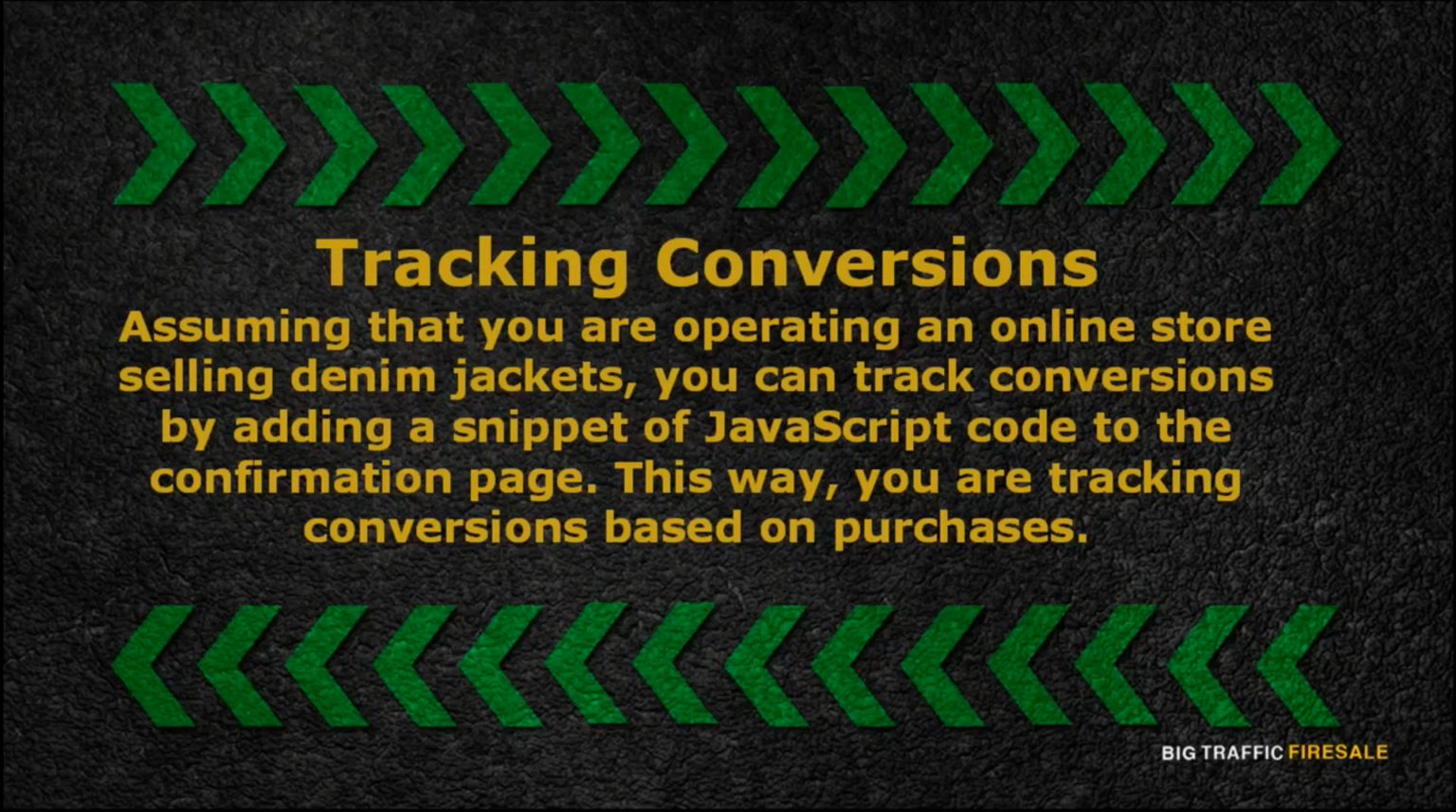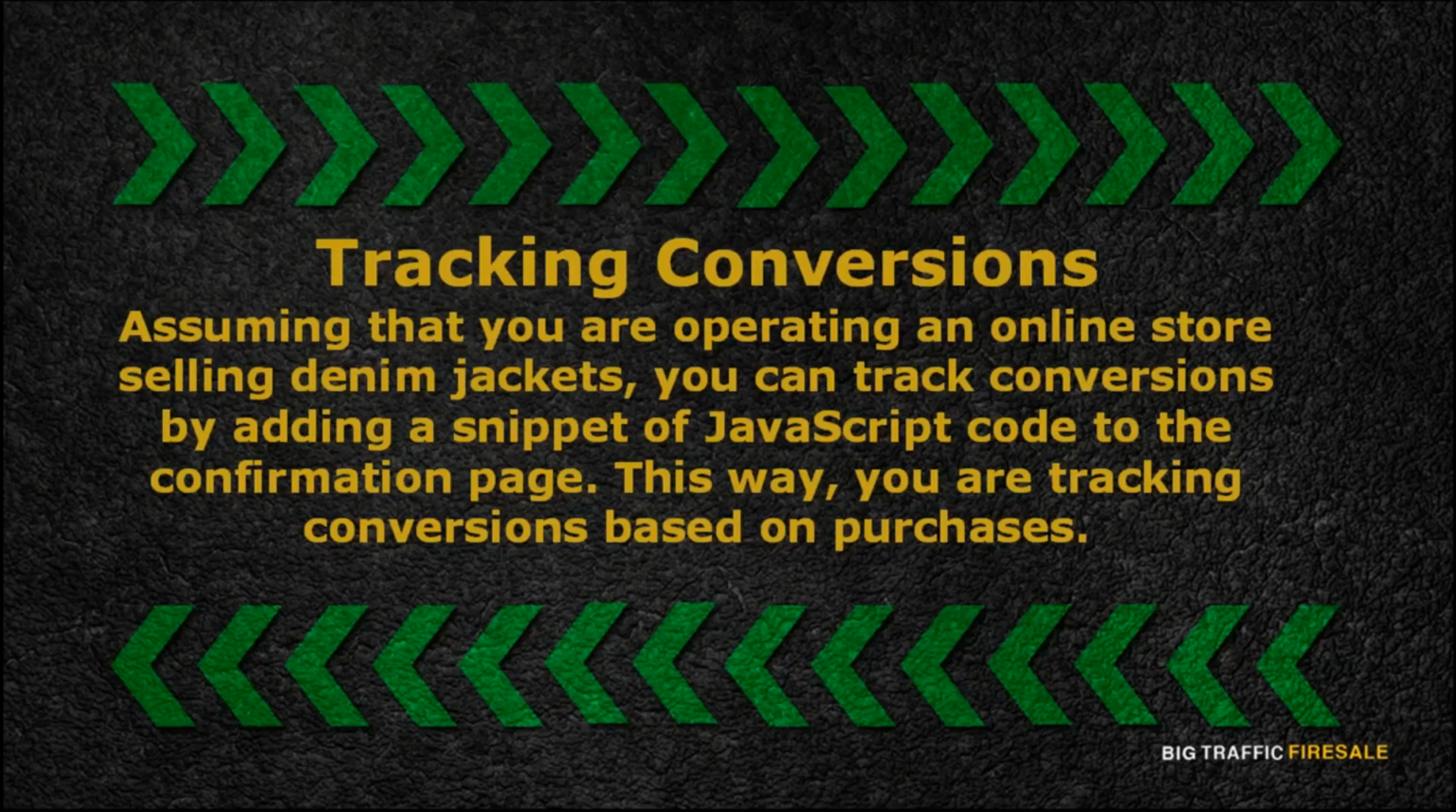For example, via online sales, assuming that you're operating an online boutique specializing in denim jackets. To track conversions, you add a single snippet of JavaScript code to the confirmation page where your users will view after they have paid for their purchase. In this case, you'll be tracking clicks on your AdWords campaign that converts into purchases.